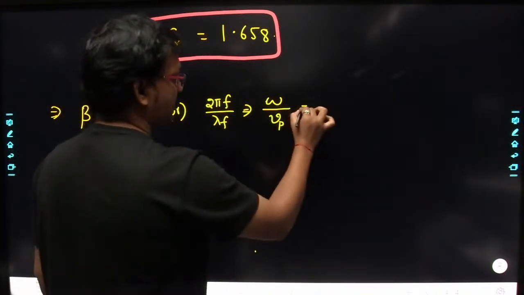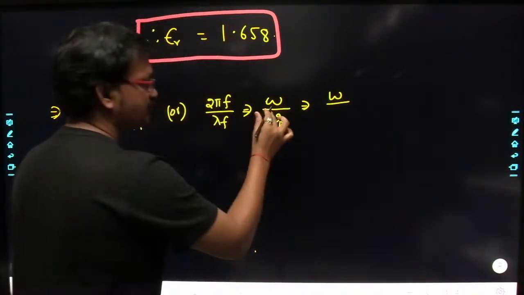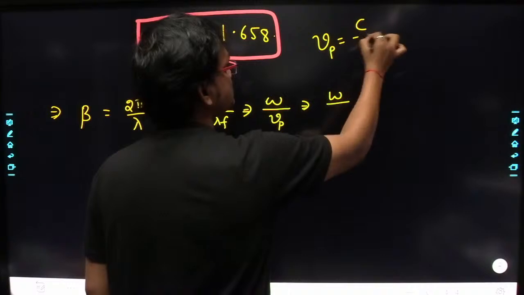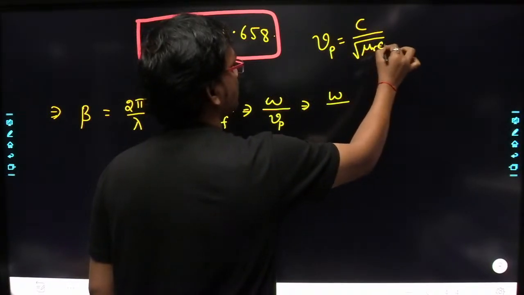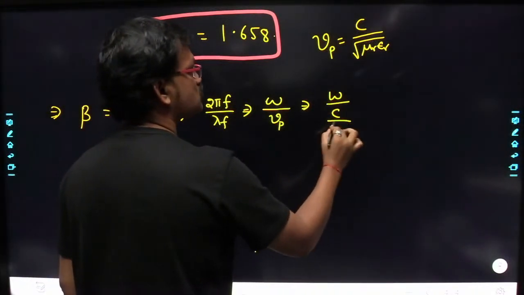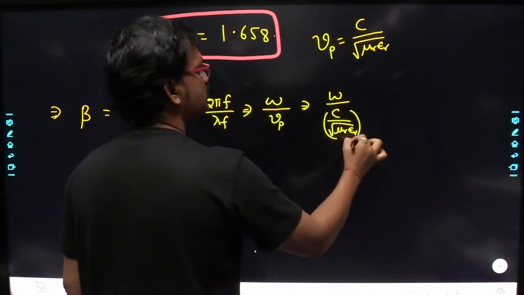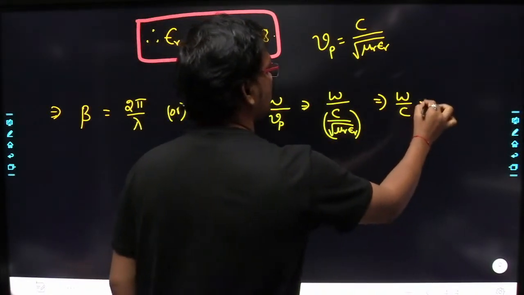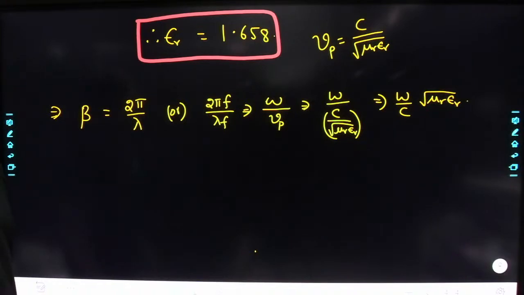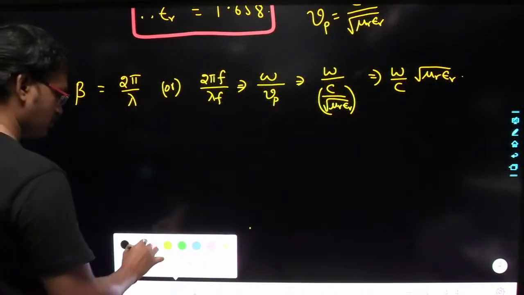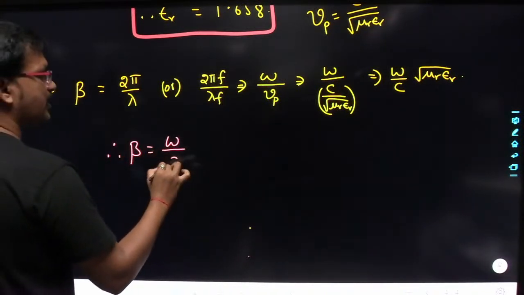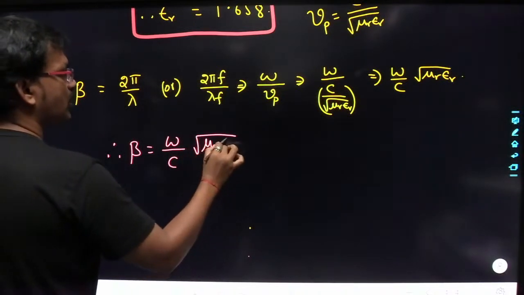Understood? So this again I can write as omega divided by the phase velocity of the wave. The phase velocity of the wave in a lossless medium is equal to c by square root of mu r epsilon r, right? So replace the phase velocity with c by square root of mu r epsilon r. Then you are going to get omega by c into square root of mu r epsilon r. So in this manner I can represent beta as omega by c into square root of mu r epsilon r.